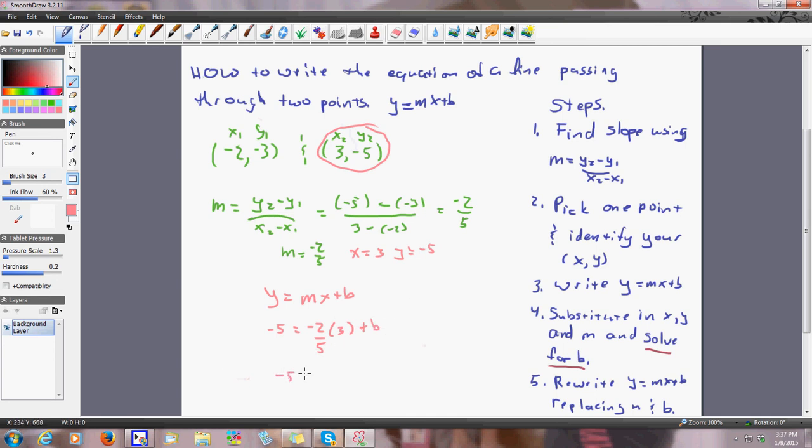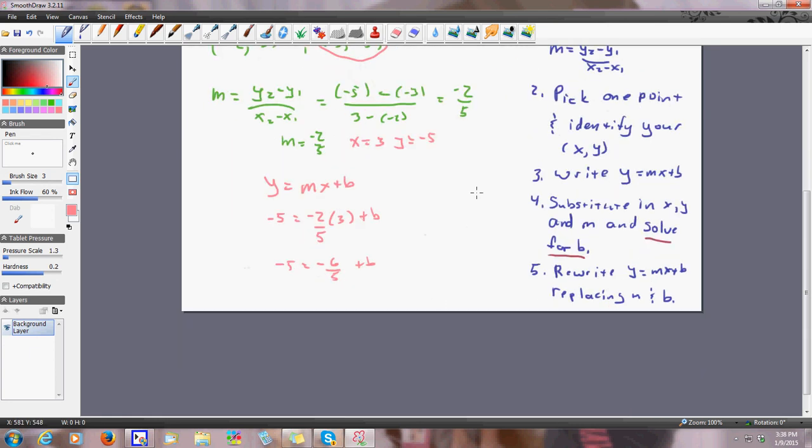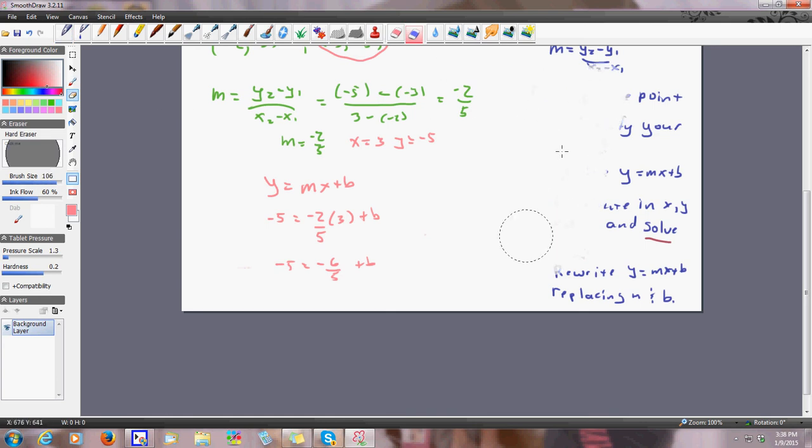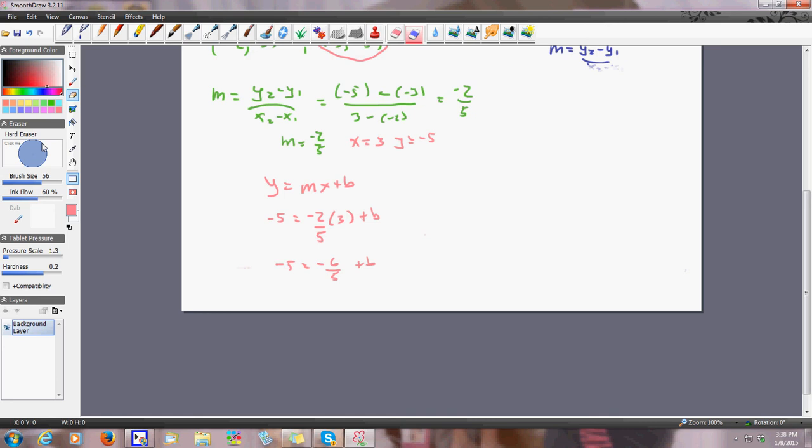I guess be careful what you wish for. I get negative 5 equals negative 6/5 plus b. I'm going to have to erase some of this because I'm going to need some more room to write. And so now, let's say I have, I'm going to do my work up here, negative 5 equals negative 6/5 plus b. Well, I have to add 6/5 to both sides. Now, how much is 6/5? It's really 1 1/5. So a negative 5 plus 1 1/5 is going to be negative 3 4/5. And that should be right. Negative 3 4/5.